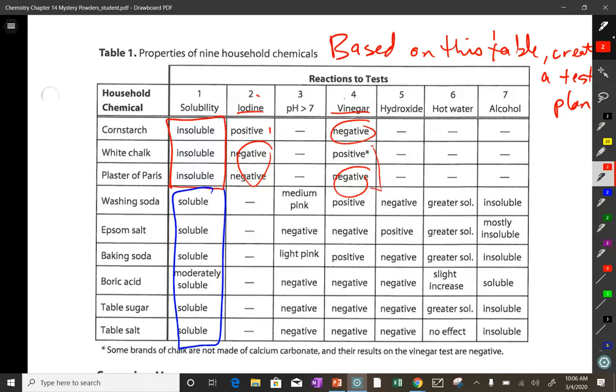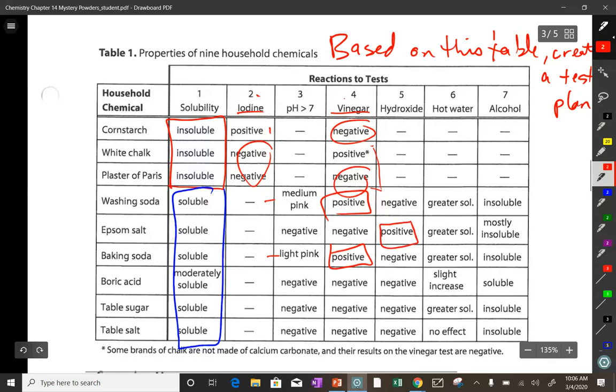For the soluble in water, if you look at these, this one here is annoying because you have medium pink, light pink, and negative. This one here has a positive there, 2 positives, 4 negatives. This one has 1 positive.